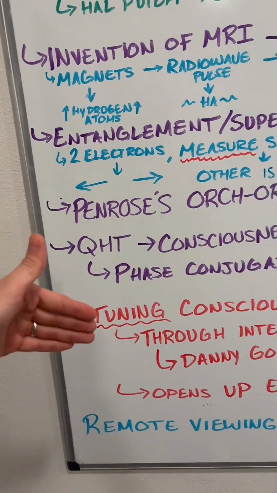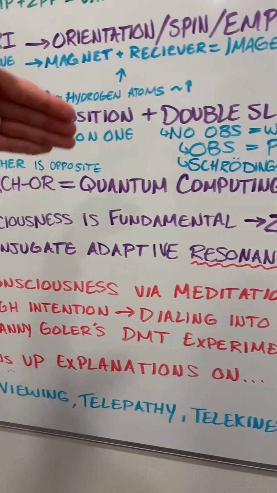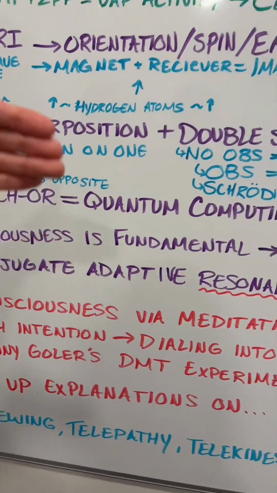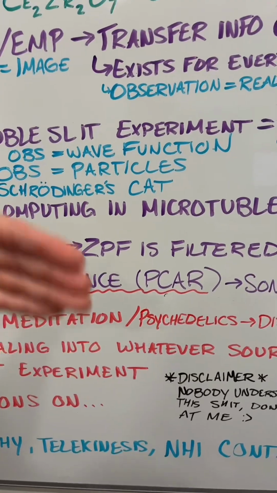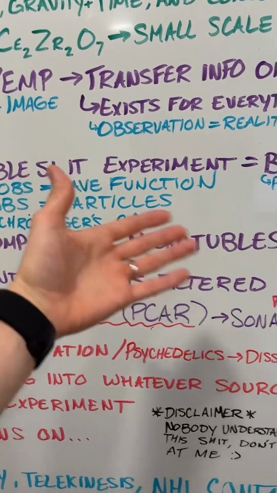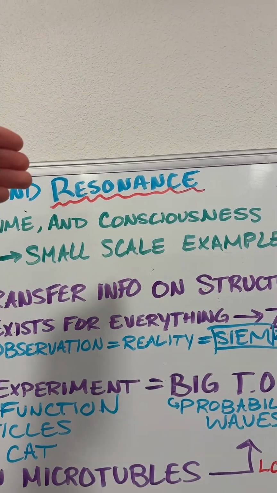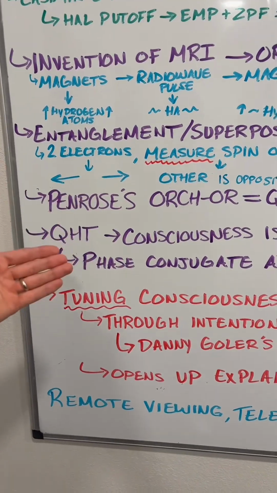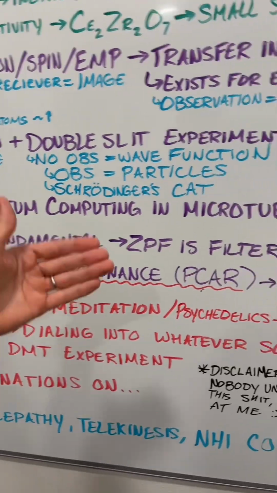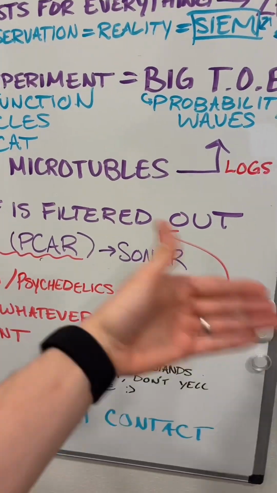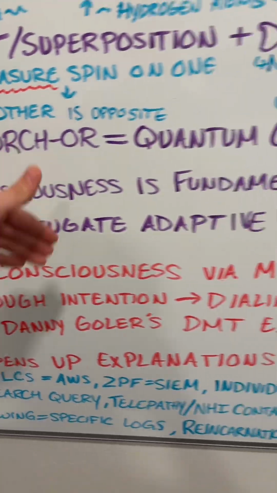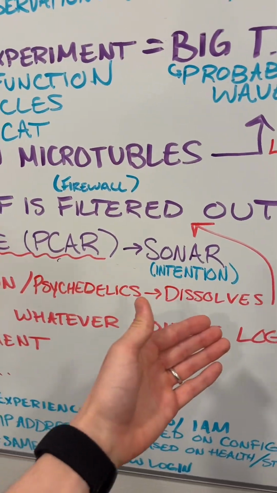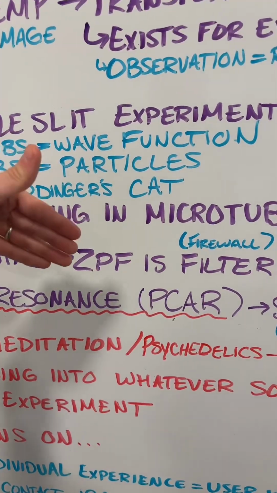So let me zoom back out. The quantum hologram theory is basically that consciousness is fundamental. It is not emergent. We are all tapping into the ZPF, which is consciousness, and the idea is in everyday life, we don't pick up on this noise because we have other things going on. And this is where we get into resonance. Ed Mitchell calls it phase conjugate adaptive resonance, or PCAR, which essentially is sonar. Imagine a bat where he sends a signal out and it bounces back. Then we get into tuning our consciousness via meditation or psychedelic states, which helps us dissolve that filter and gives us access to the entirety of the ZPF.